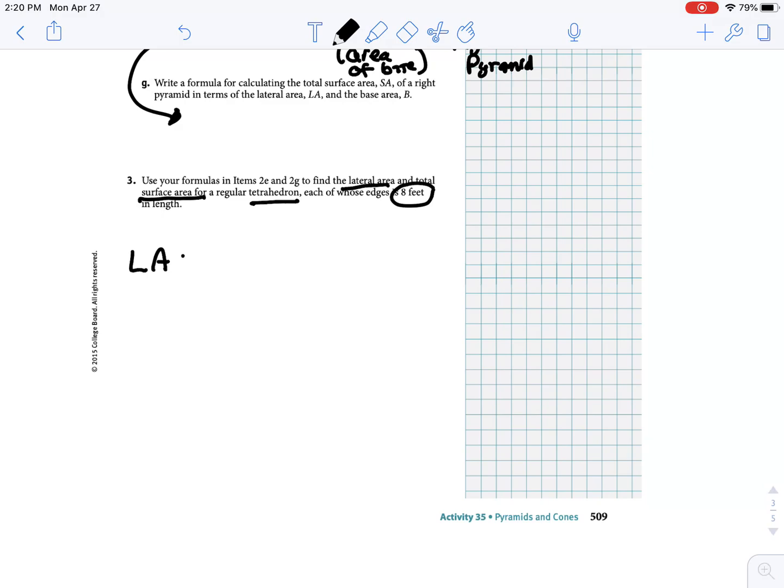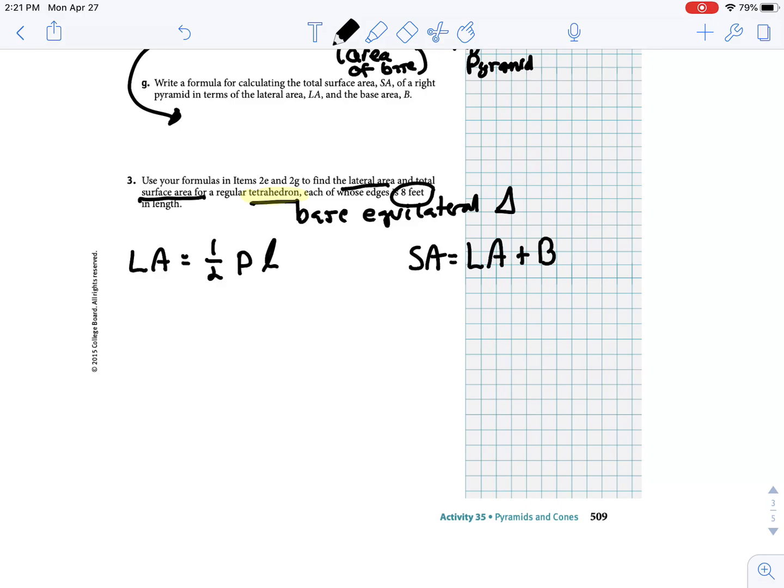Okay, well, what did we come up with for the lateral area? We said to find the lateral area, we would have to do 1/2 the perimeter times the slant height. For the total surface area, we said take your lateral area and add one more base to that. Okay, so this is a tetrahedron. Now, again, you really have to remember that a tetrahedron is simply made of its base, which is an equilateral triangle. So if we think about this tetrahedron, we know that the base is an equilateral triangle, and we know that the edge of that triangle is 8 feet.